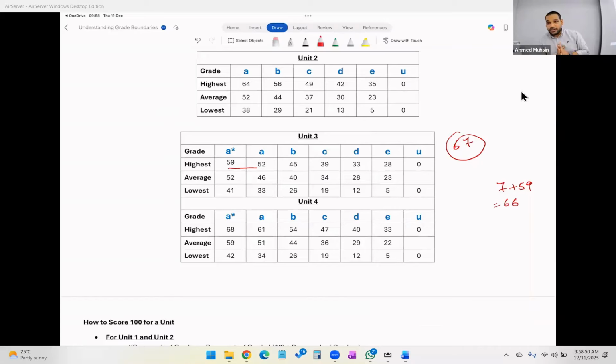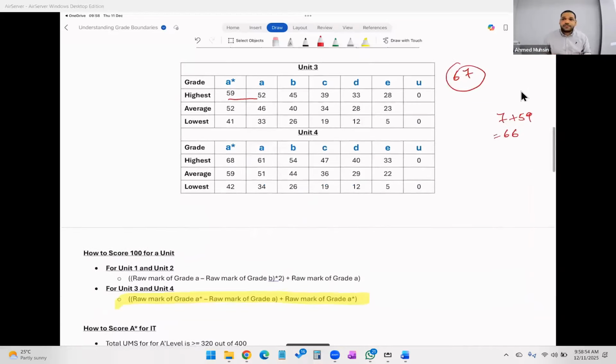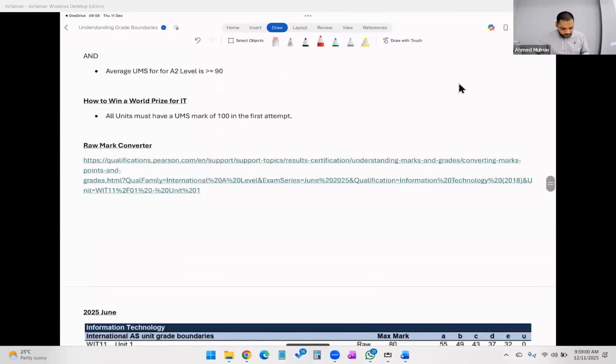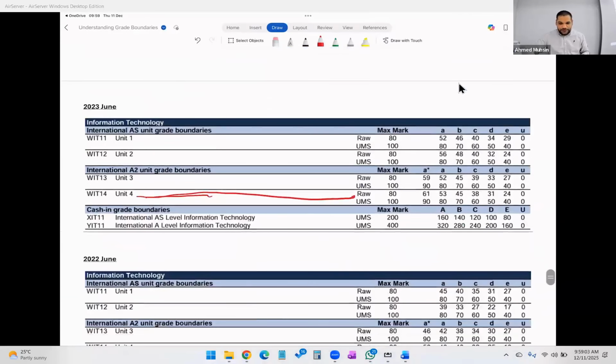Dishan, if you understood the formula, what was the unit 4 mark? 56 out of 80. Let's go down to 2024. So 56 means he has scored an A. This was your first entire unit 4 past paper and you have scored an A.